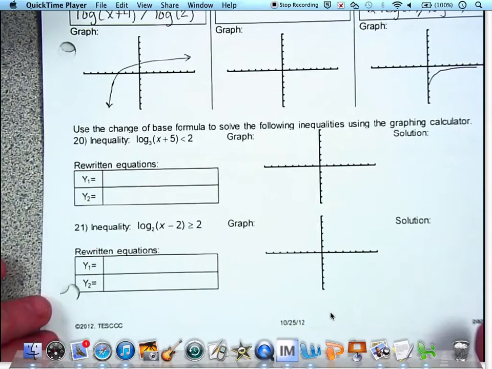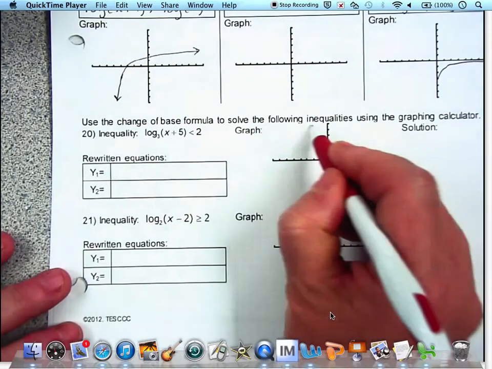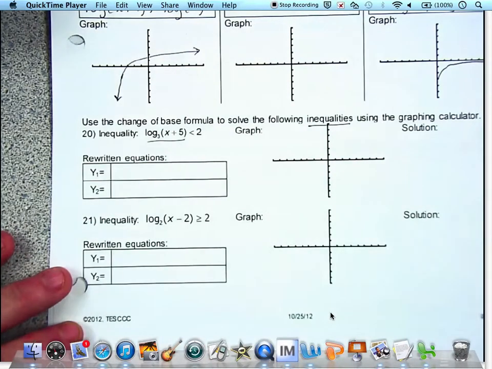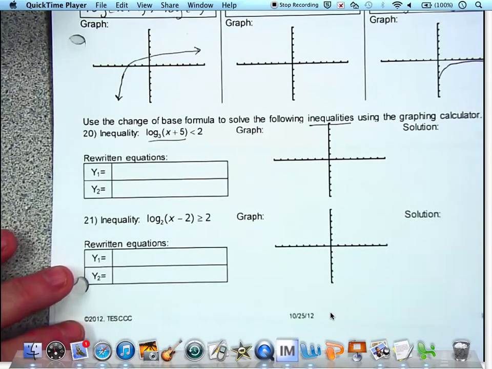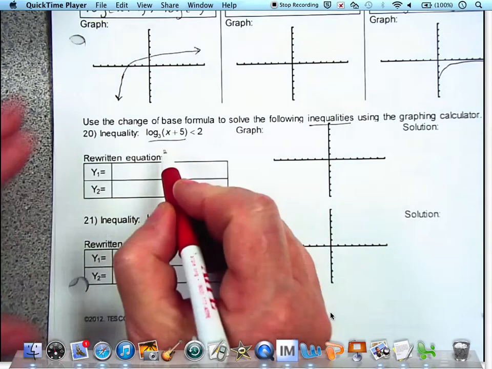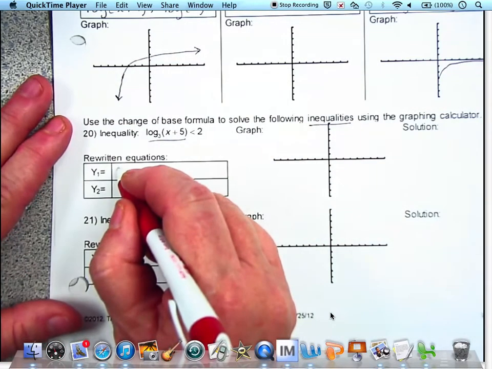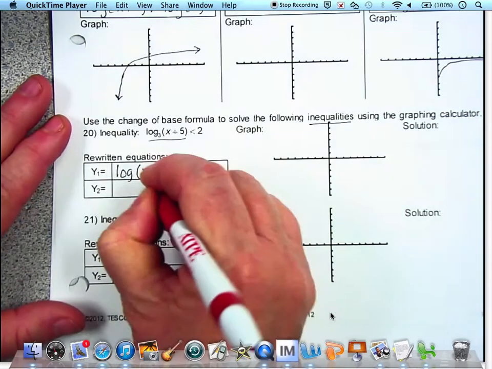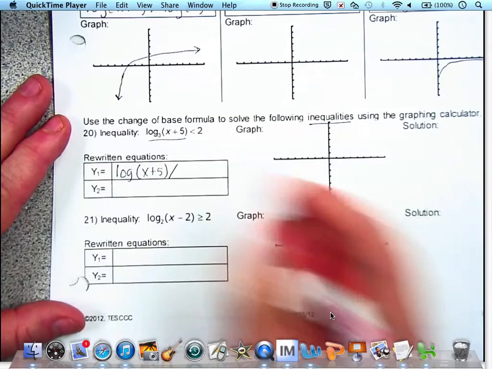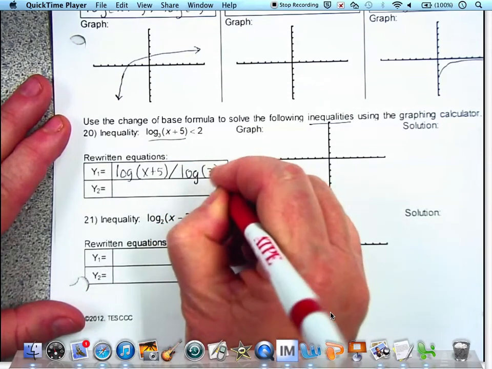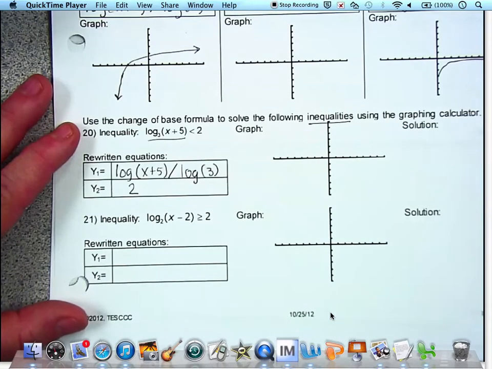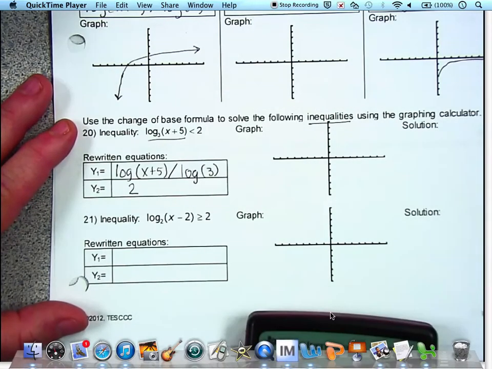Okay, let's use the change of base formula to solve inequalities now. So, put this one in Y1. Log what? Log of x plus 5 divided by log of 3. And then y2 equals 2. And we'll sketch the graph.